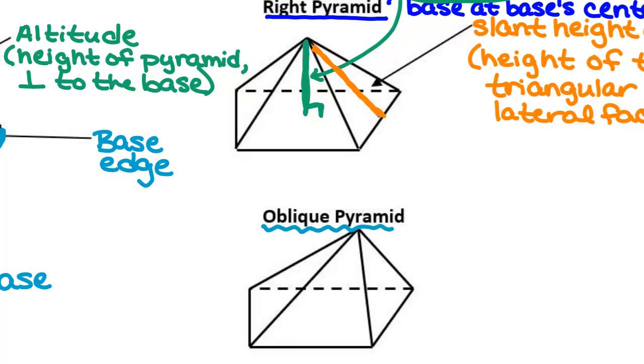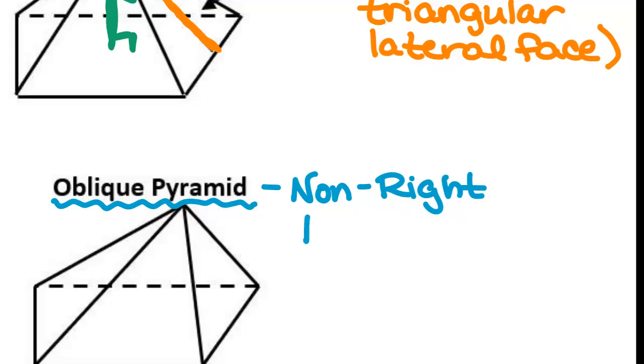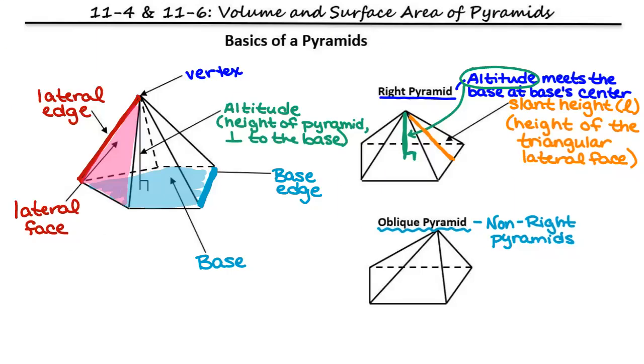And now oblique pyramids. With oblique pyramids, we are just going to define these as non-right pyramids. An oblique pyramid is one that does not meet the requirements to be called a right pyramid.